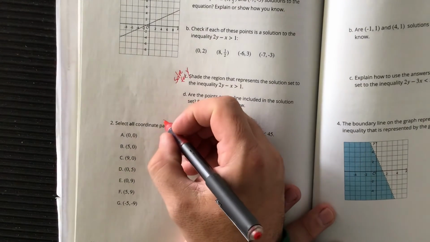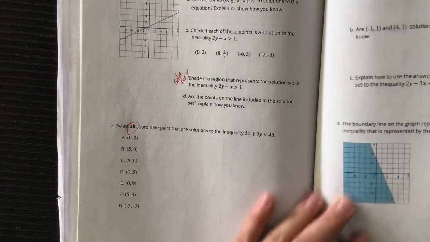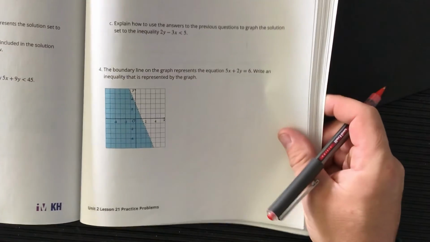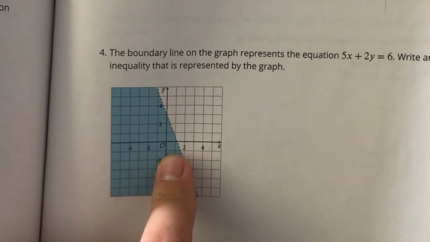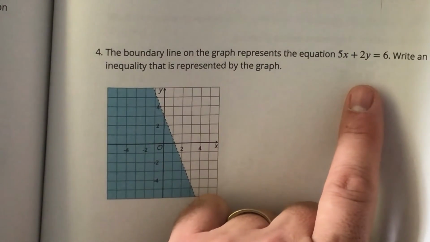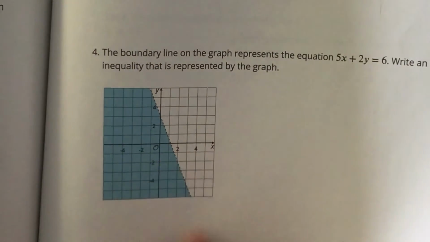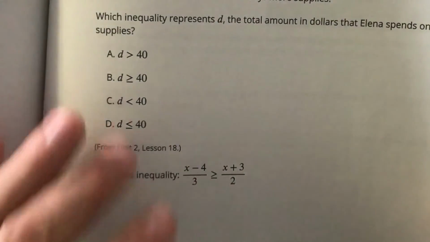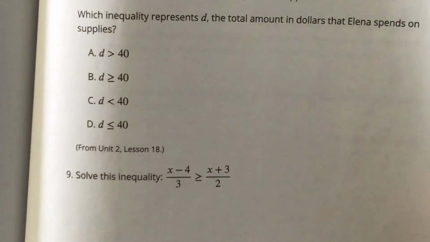2, select all. 3, again, we're plugging in points. 4, you have two options there. You can just write the equation for this just like you did on the example I gave you, or you can just solve it for y again and then just figure out what the symbol is based on the graph. Five, multiple choice.